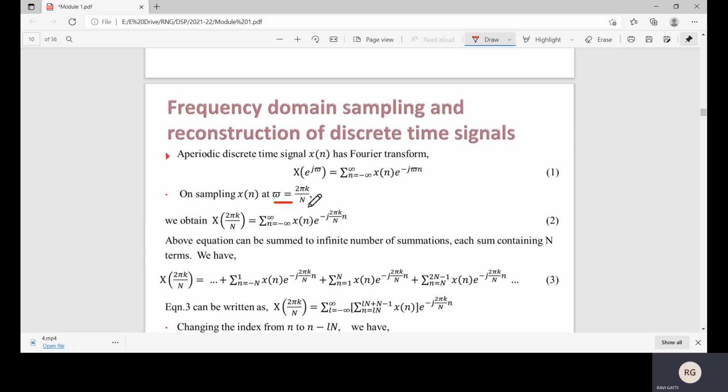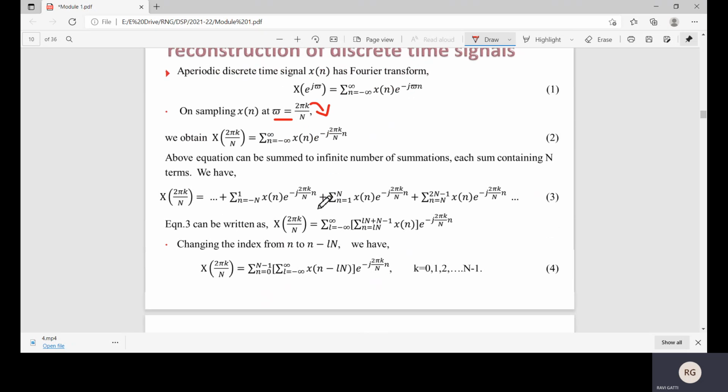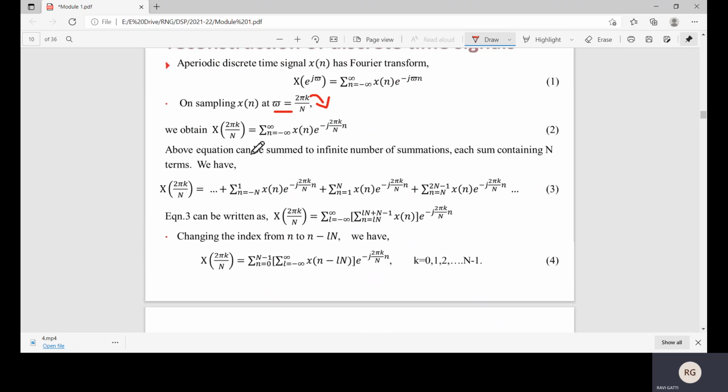And if you want to collect a particular number of samples, in order to do that, we are going to use an indexing term, that is k. So k will take a value from 0 to N minus 1. Therefore, you will be getting X of 2 pi k by N, where the right hand side of the expression will be the summation n equal to minus infinity to plus infinity x of n into e power minus j 2 pi k n by N.